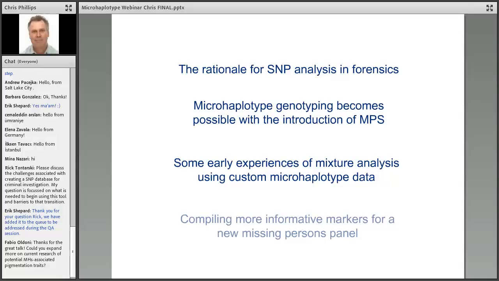And then I'm just going to finish with an introduction to some of the work we've done to develop a missing persons panel, and Tom will pick up that baton and fill in a lot more detailed information about how that panel's developed, which includes microhaplotypes and is a move away from binary SNP markers.